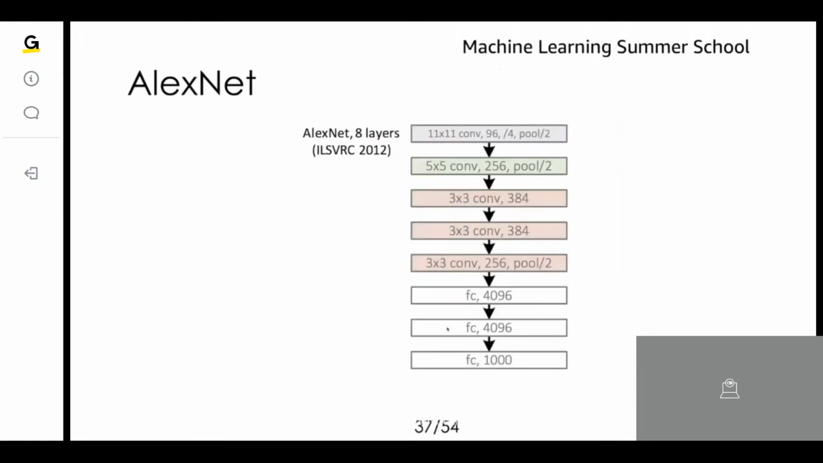So this is the architecture of AlexNet. AlexNet has 8 layers, as we've previously seen, 5 conv and 3 FC layers. The first conv layer is of dimension 11 cross 11 with 96 filters and a stride of 4, and a pool size of 3 cross 3 with a stride of 2. Then you have a bank of 256 5 cross 5 filters, followed by 3 banks of 3 cross 3 convolutional filters.